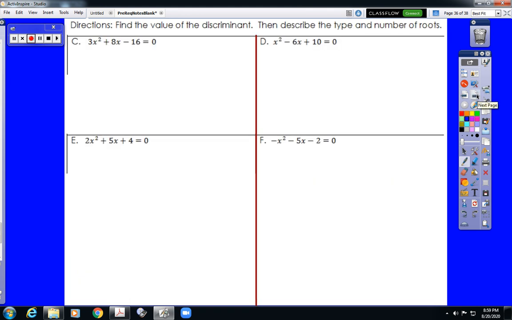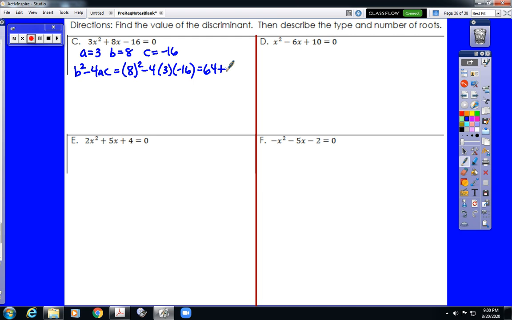Okay, so once again, it has to be in the form ax squared plus bx plus c equals 0, which it is. It equals 0, that's the important part. So we say a is 3, b is 8, c is -16. We find the value of b squared minus 4ac. That would be 8 squared minus 4 times 3 times -16. 8 squared is 64 plus, and then we do -4 times 3 times -16.